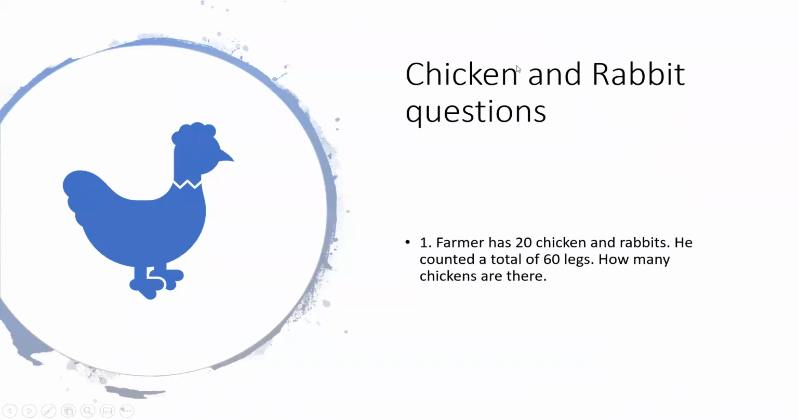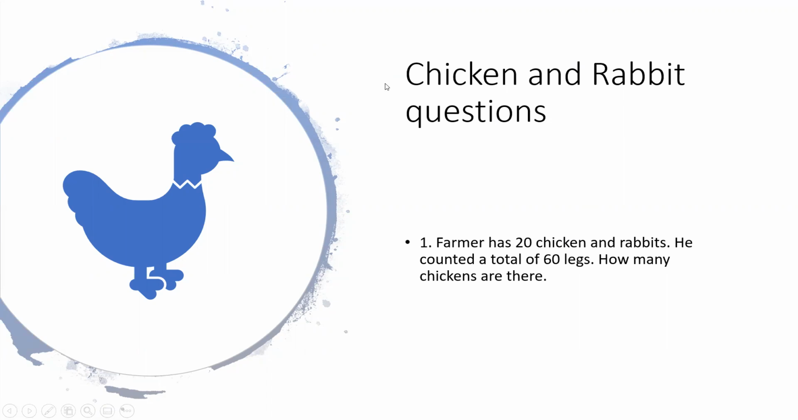So, chicken and rabbit questions are like these types of questions. It might not have chickens and rabbits inside the question, but it's a type of question. So let's read the question. Farmer has 20 chickens and rabbits. He counted a total of 60 legs. How many chickens are there?